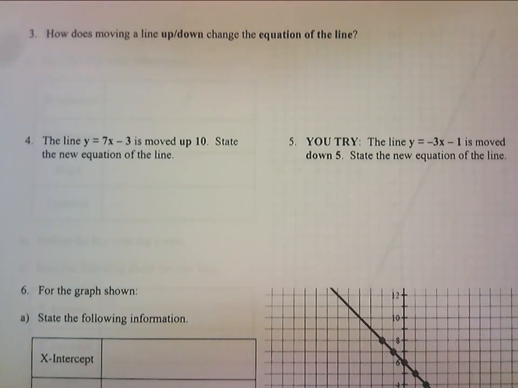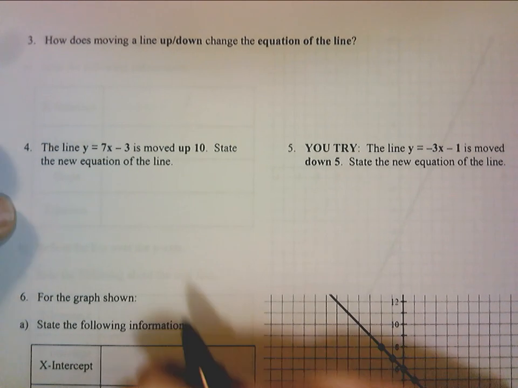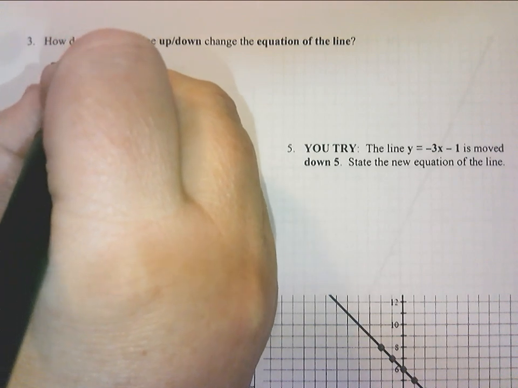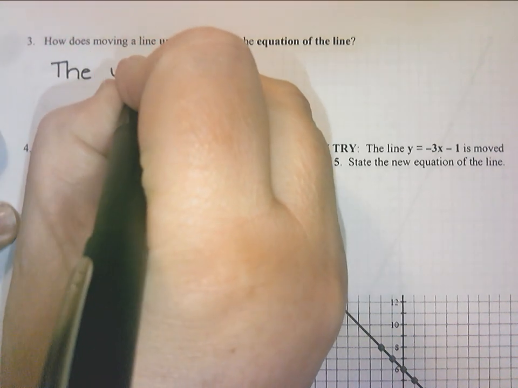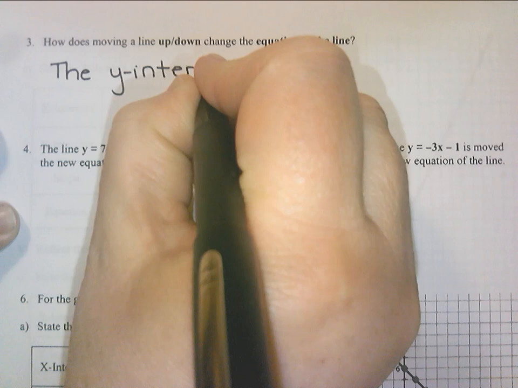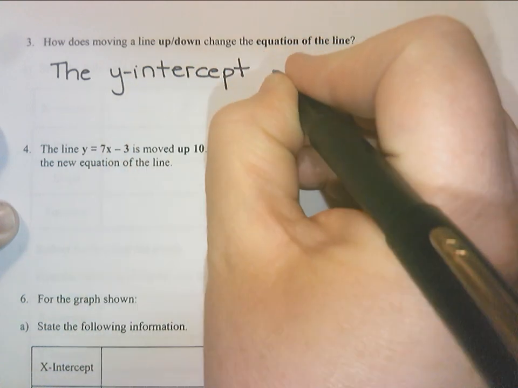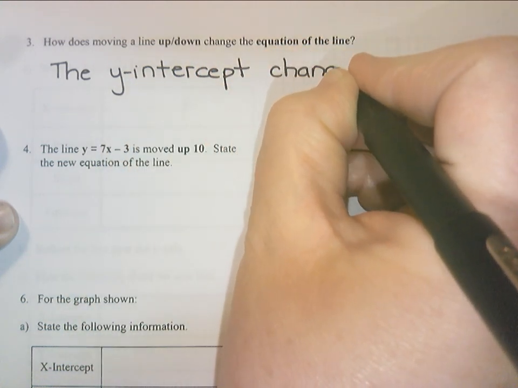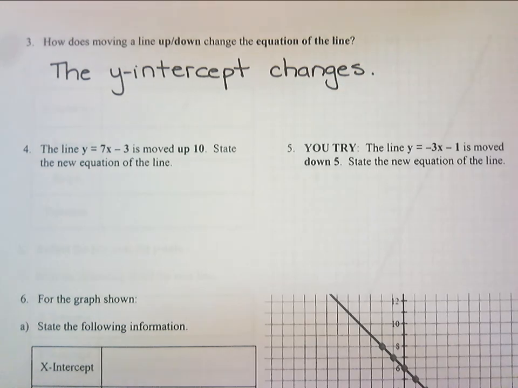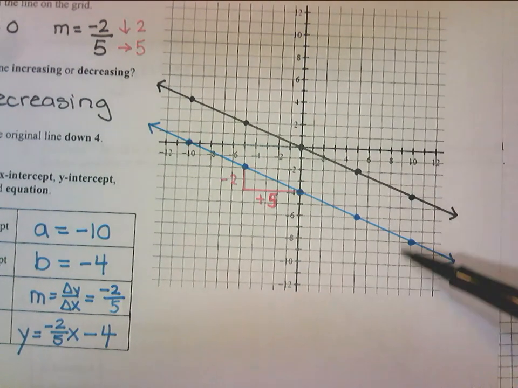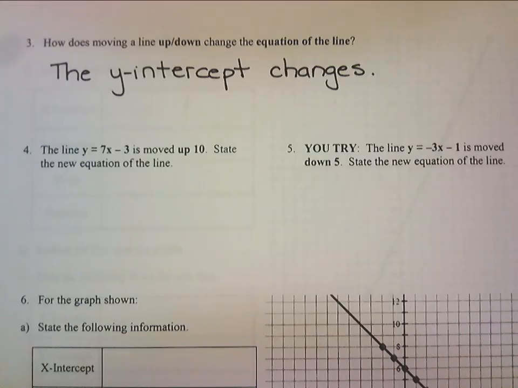So the thing that changed in our equation was the y-intercept. So how does moving a line up or down change the equation? The y-intercept changes. However, the slope did not change, it stayed the same. The lines were actually parallel, right? They are evenly spaced, they have the same slope. So the y-intercept is the part that changes here.